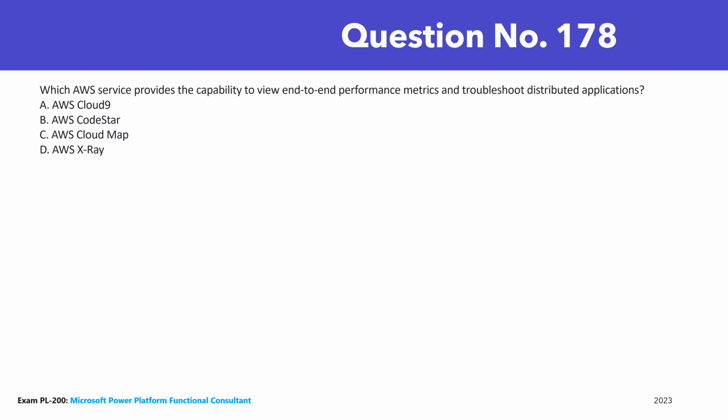Which AWS service provides the capability to view end-to-end performance metrics and troubleshoot distributed applications? A. AWS Cloud9. B. AWS CodeStar. C. AWS Cloud Map. D. AWS X-Ray. Correct answer, D.